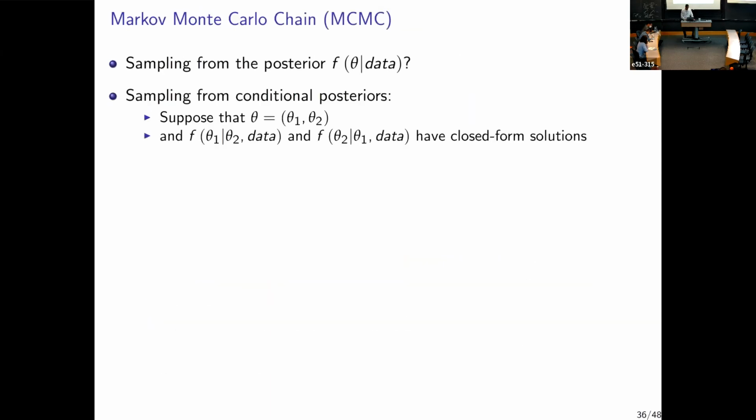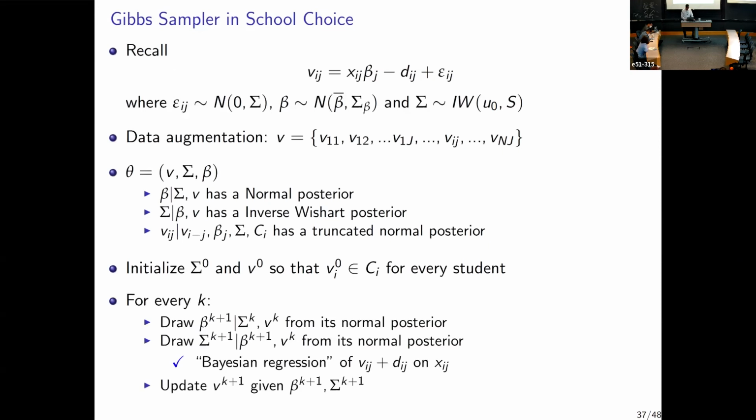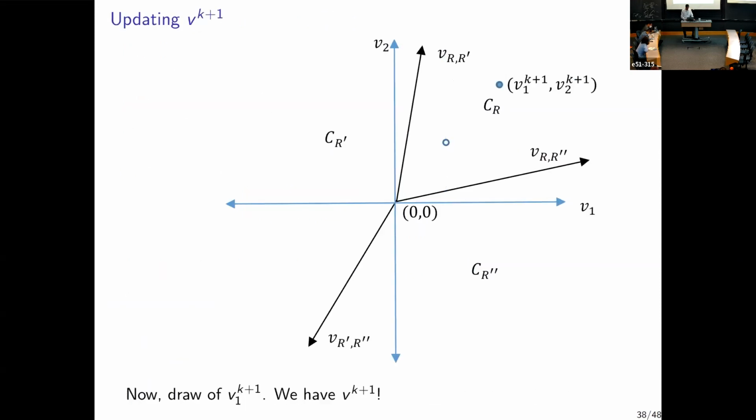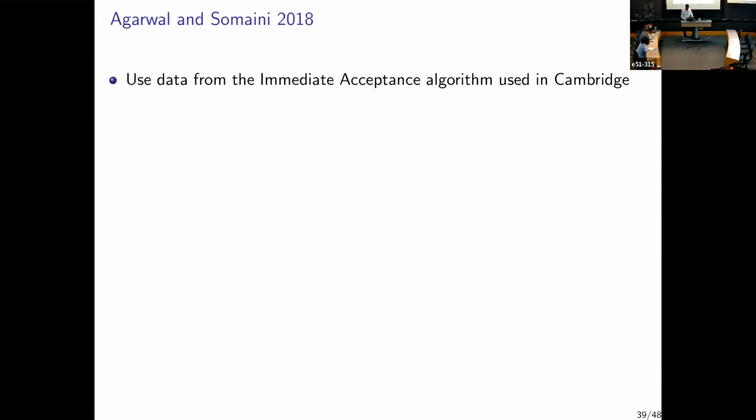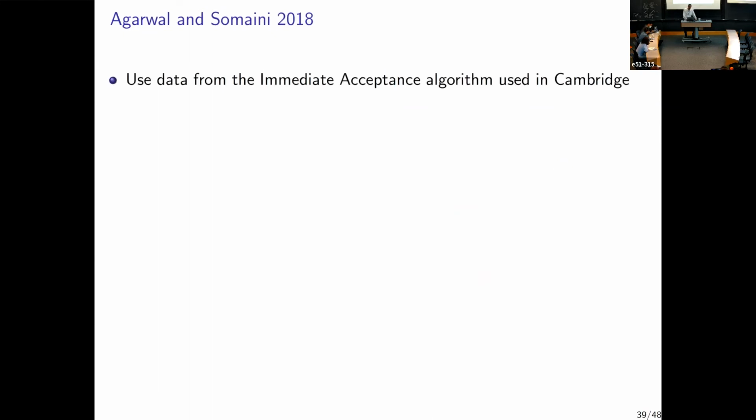Okay, so good. Where was I? But I love these questions. Keep them coming. Okay, so now I'm going to get into what Nikhil and I did in our 2018 paper. So this is right here, Cambridge. Cambridge used the Cambridge mechanism, but it's really an immediate acceptance mechanism.